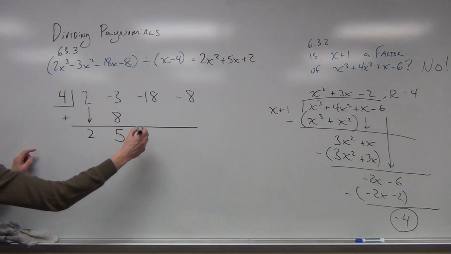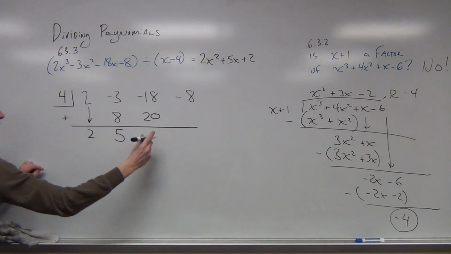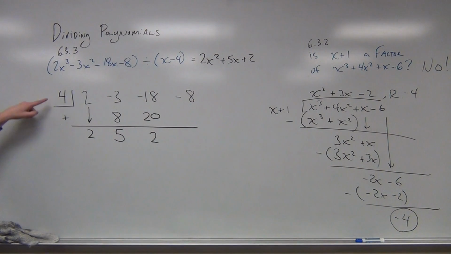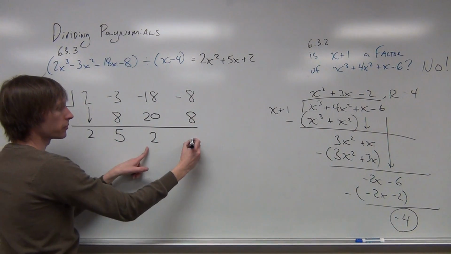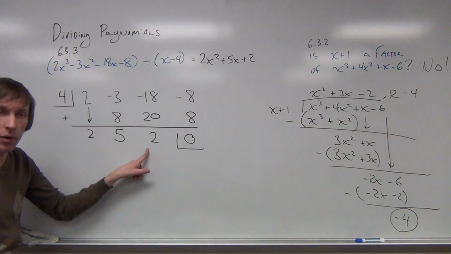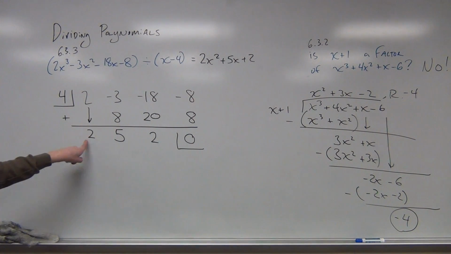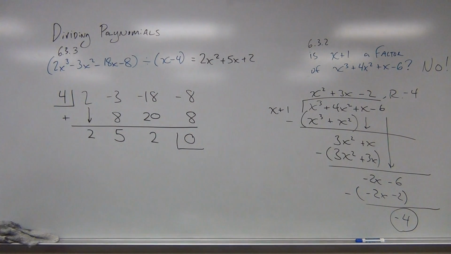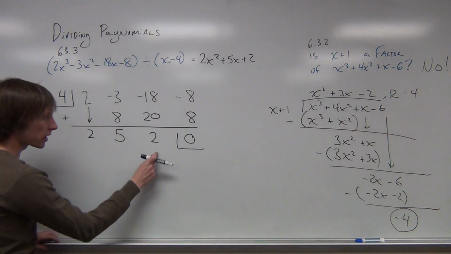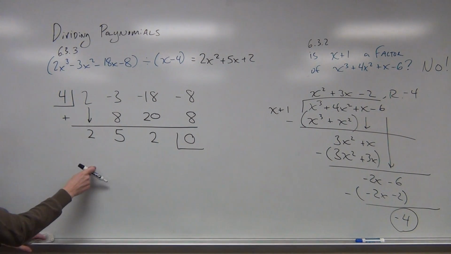Multiply. 4 times 5, 20. Add. Negative 18 and 20, 2. 4 times 2, 8. And these add up to make 0. This number here that's written last, this is your remainder. Now, what do you notice about these numbers here and the quotient that we got when we did long division? Hopefully you recognize that this is our constant term, this is our coefficient of our linear term, and this is the coefficient of our quadratic term.